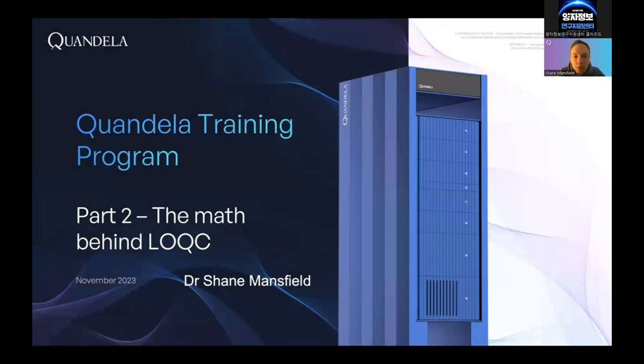All right, so as we said, I'm going to go a little bit into the details of the mathematics behind linear optical quantum computing. Don't worry, I'm going to go at a pace where it should be easy to follow along. There'll be a few points during the presentation where it will be a bit interactive, and there'll be some exercises for you to think about.